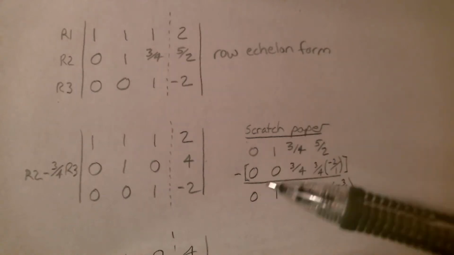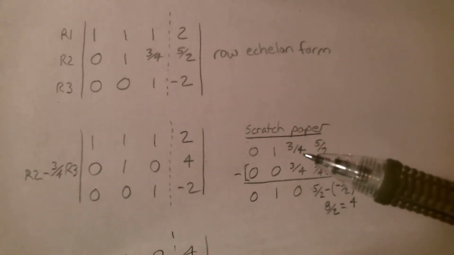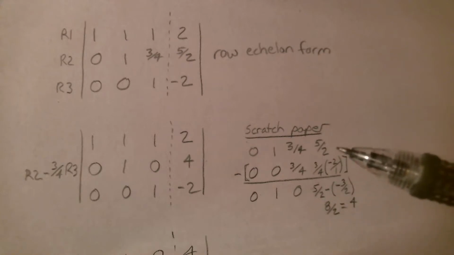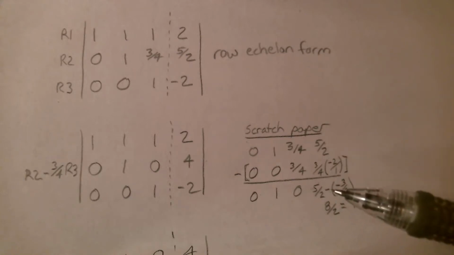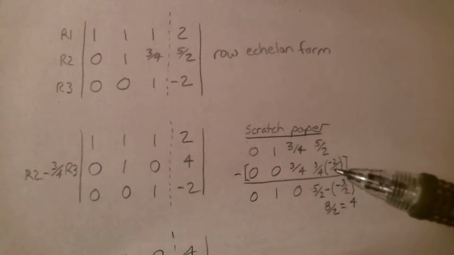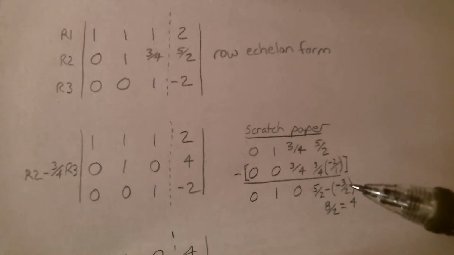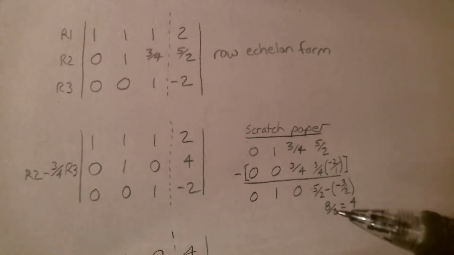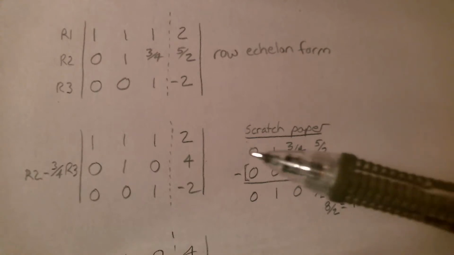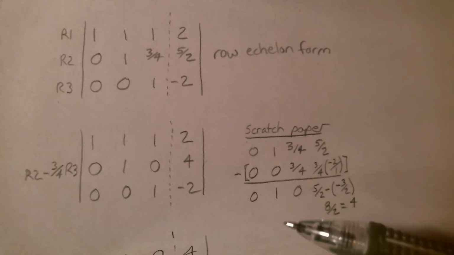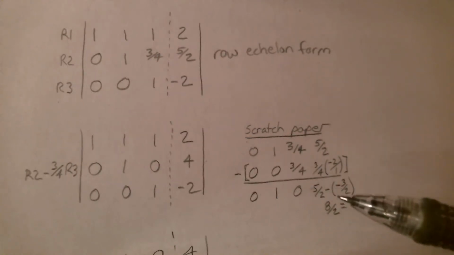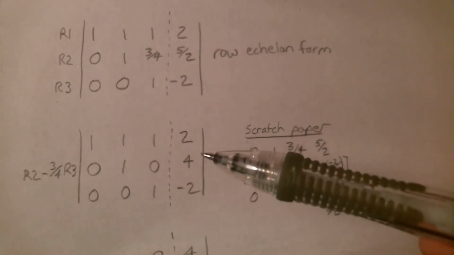0 minus 0 is 0, 1 minus 0 is 1, 3/4 minus 3/4 is 0. But here we have 5/2 minus, and then when we multiply these, we get -3/2. Well, 5/2 minus -3/2 is 5/2 plus 3/2, which is 8/2, which is 4. So that is where these numbers come from, 0, 1, 0, 4. That's our new row 2.